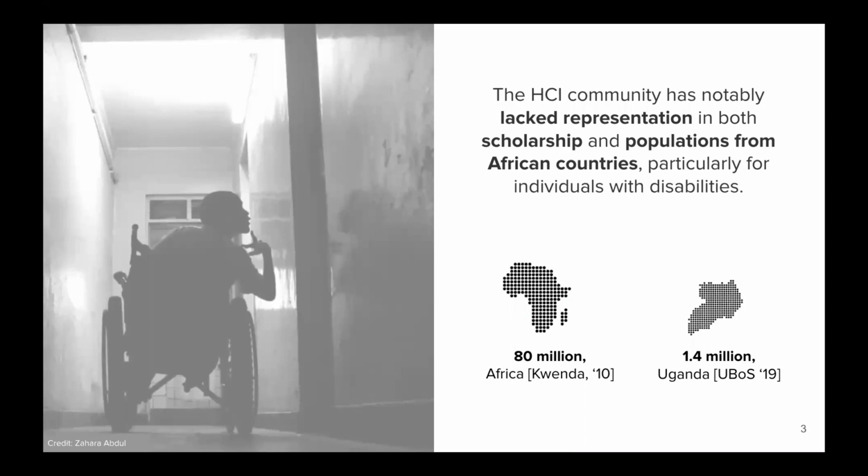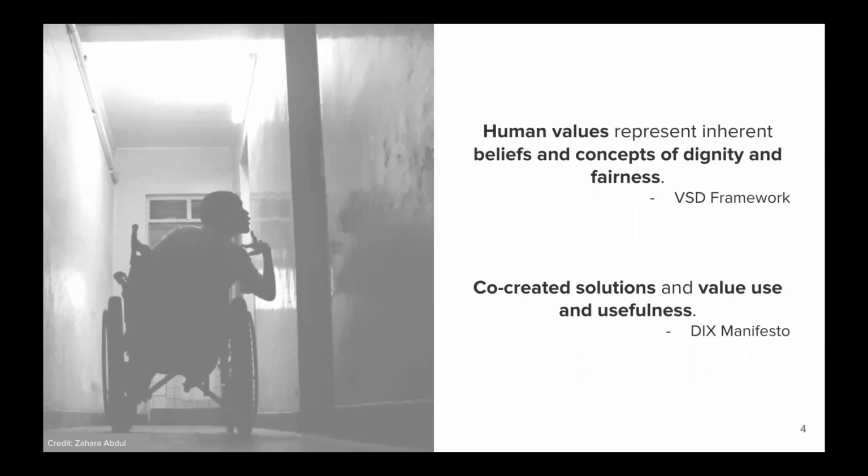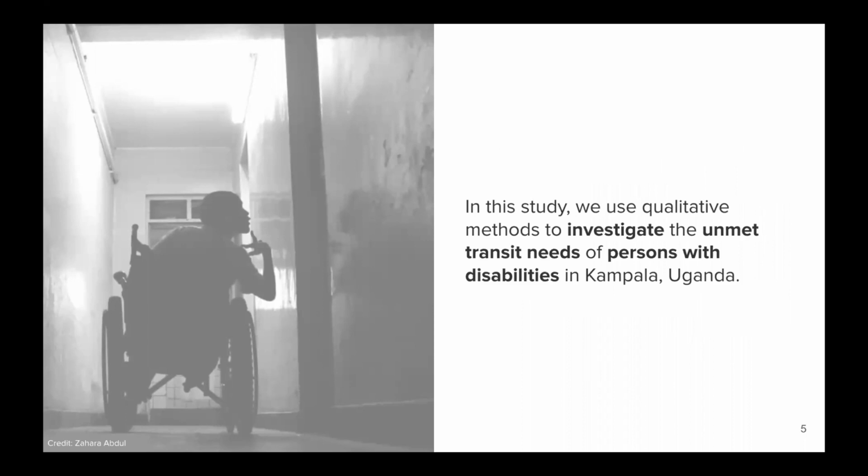Yet according to Kwenda, 80 million people across Africa self-identify as having a disability, and in Uganda specifically, that number is 1.4 million. Now, two research frameworks that promote representation in Global South contexts are the Value-Sensitive Design Framework and the Disability Interaction Manifesto. They draw on principles that investigate human values and participation as a means to understand concepts of dignity and fairness. These principles are the foundation of this research.